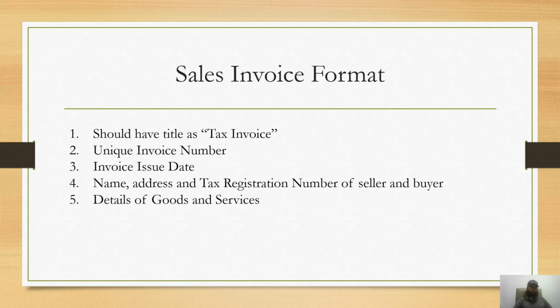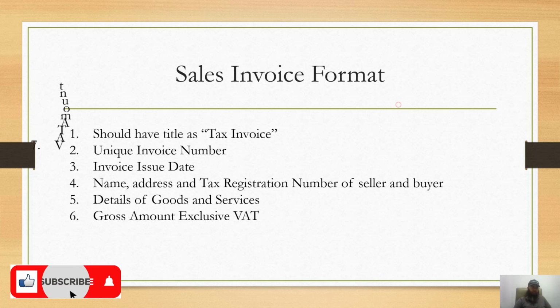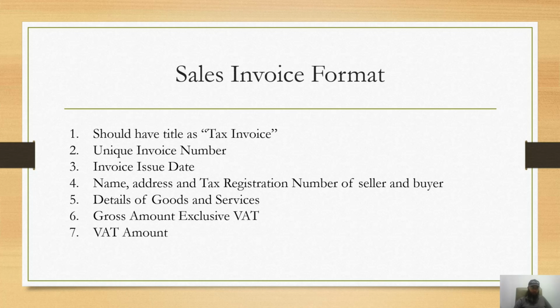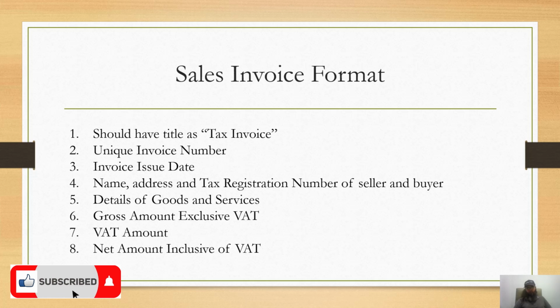Then the detail of goods and services. What is the detail of goods? Its complete description must be mentioned in the sales invoice. Then gross amount exclusive of VAT. After that, the VAT amount on the invoice, and the net amount inclusive of VAT. So this is the sales invoice format that almost all VAT laws require in the sales invoice.